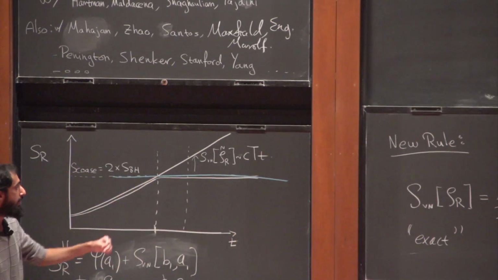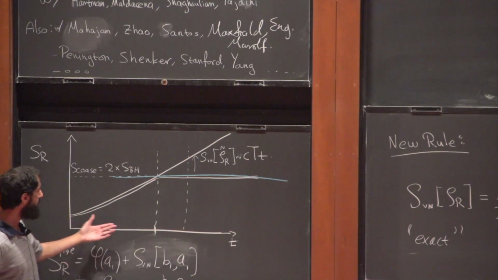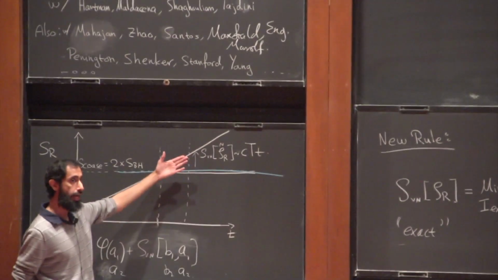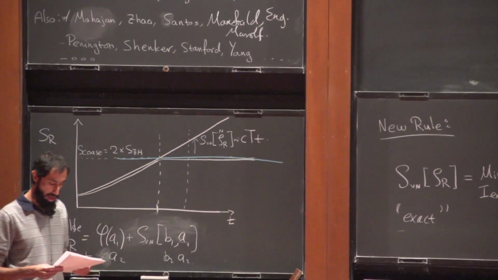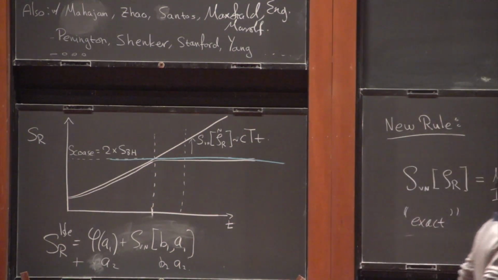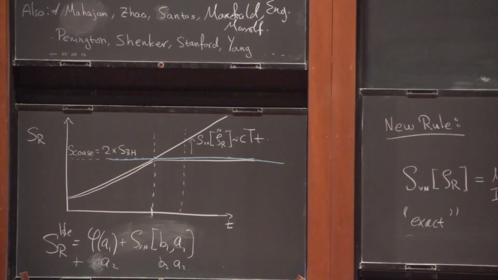And now applying the minimality constraint tells you that the entropy as a function of time hops from this increasing answer to this constant answer after the Page time. Okay, any questions about that? All right. Yeah?